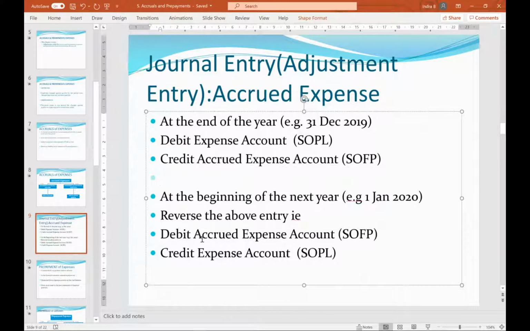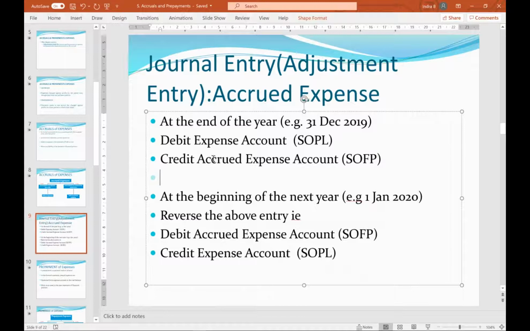When we pay in the next year, automatically an entry will come: expense account debit and bank account credit, right? But that expense is already accounted for in this year, so we should not have the impact of that here. Therefore this entry is reversed. Simply speaking, the adjustment entry for accrued expense is done in two journal entries.